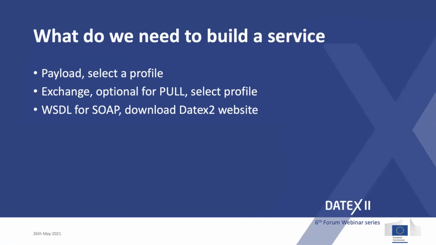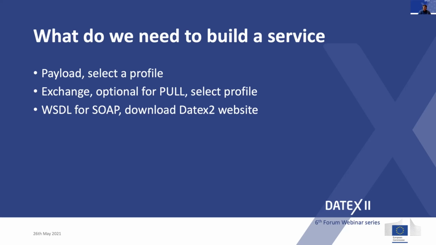What do we need to build a service? As we've seen earlier today, we need a payload, and for that you usually create a profile. And you normally need Exchange, but it's optional for pull, and for that as well you normally create a profile for your specific usage. And you need the WSDL, the Web Service Description Language file, for the SOAP definition, if you're going to use SOAP.